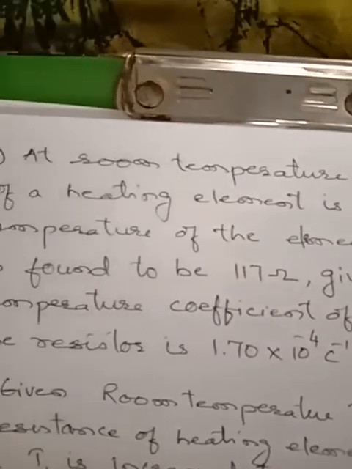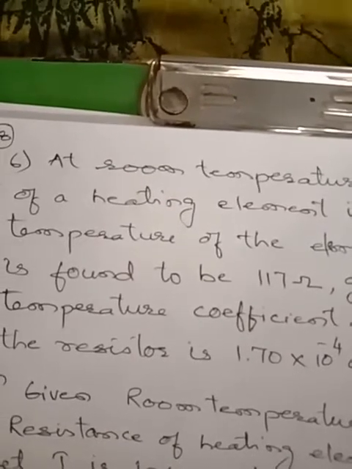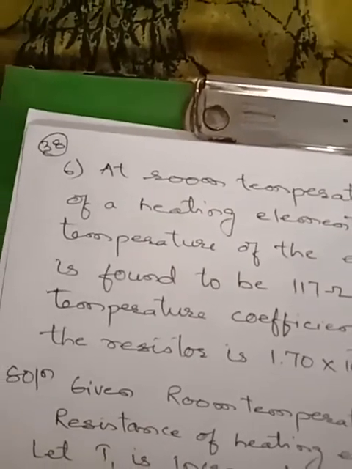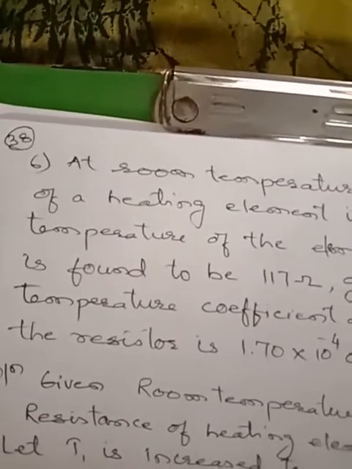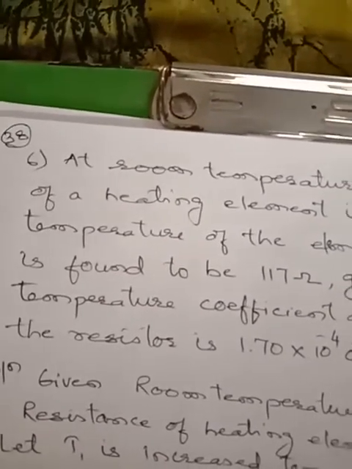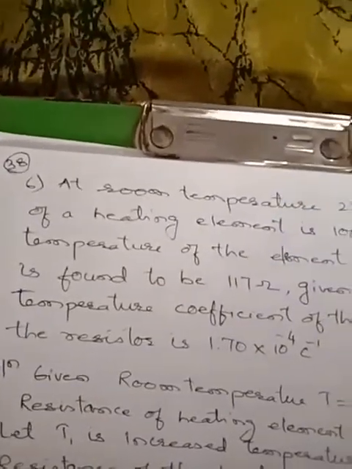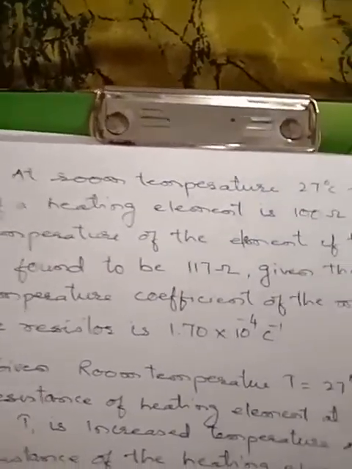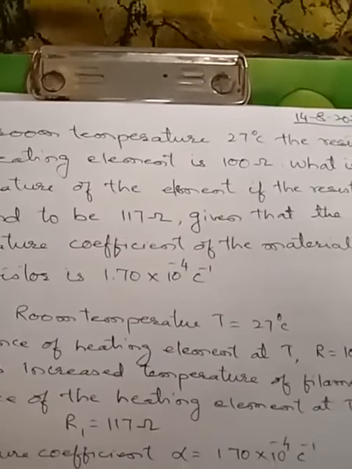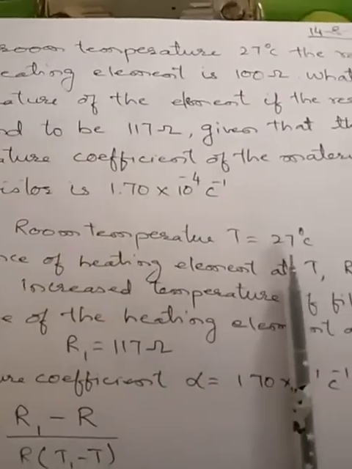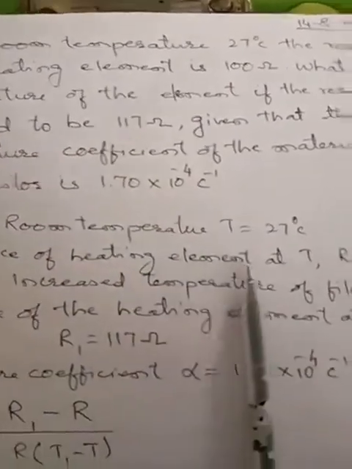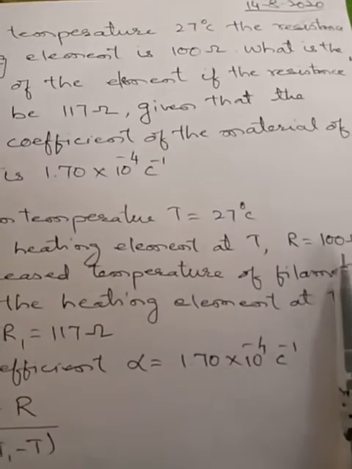Now, in this particular question, they have given one thing. Temperature coefficient of resistance is given to you. Room temperature is given to you. And its resistance is given to you. So they are asking what is the temperature of the element if the resistance is found to be 117 ohm. Means one temperature we have to calculate. So first they have given room temperature. Room temperature T is equal to 27 degrees. Resistance of the heating element at room temperature T is R is equal to 100 ohm.